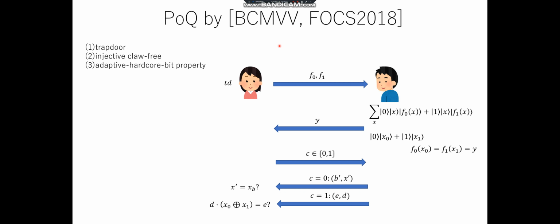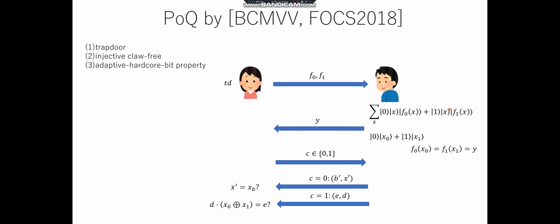Let me explain the first construction of proof of quantumness by this paper. They assume a pair of functions that satisfy the trapdoor, injective, claw-free property, and the adaptive hardcore bit property, which I explain later. Their construction is as follows. The verifier generates a trapdoor and a pair of functions. The trapdoor is kept secret, and these f0 and f1 are sent to the prover.